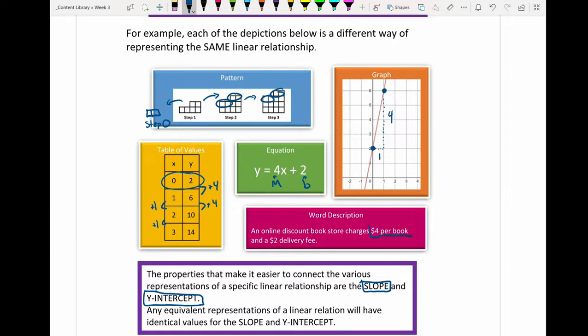And we can see it in our word description. It says per book, which means $4 per book, so every time I add 1 book, it's increasing by 4. And we have our flat fee, or delivery fee, or initial fee, or base fee, or starting value, whatever you want to call it, which is 2. When there are no books involved, it's 2, which we can see in the pattern. The initial stage is 2, the b value is 2, the y-intercept is 2, and in the table of values, when x is 0, it's 2. So again, same values in all the representations.